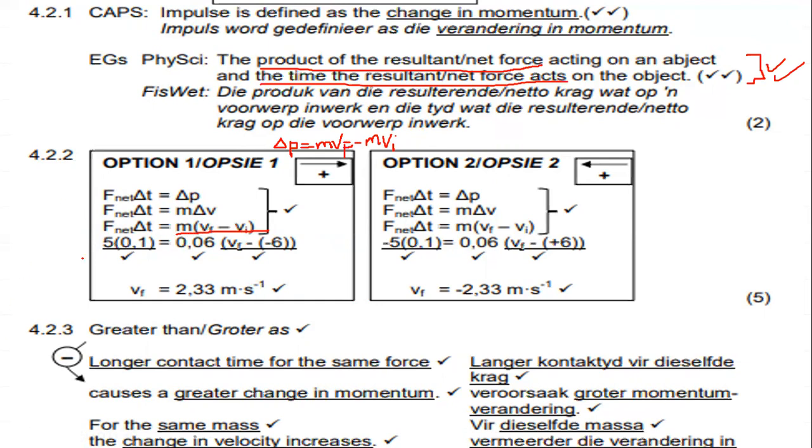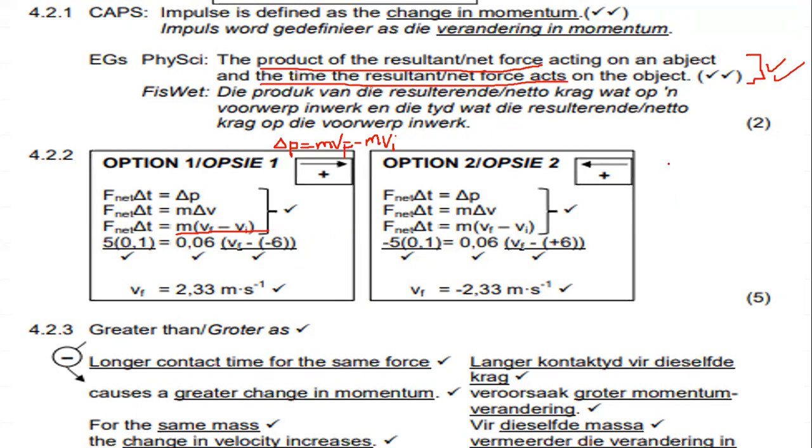Then we've been given the value of the net force, which is 5. Remember, for this particular option, we are choosing to the right as positive. The tennis racket exerted a force on the ball, and the force on the ball was acting to the right, and hence the net force is calculated as a positive 5 newtons. The contact time is 0.1. Now the mass here is 0.06 kilograms.